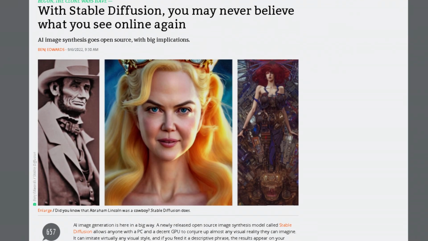You may have noticed I didn't upload a video last week. It's because I've been crazy busy teaching myself Stable Diffusion. What is Stable Diffusion? It's where all the AI image generation comes from.